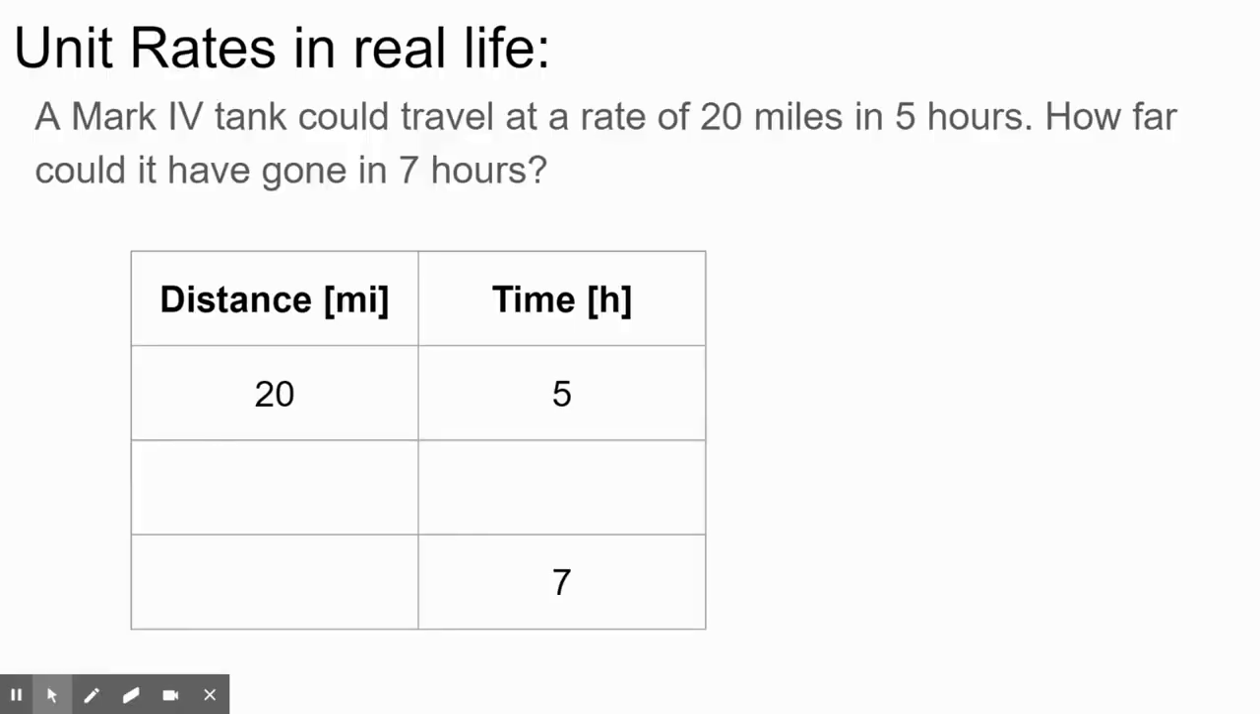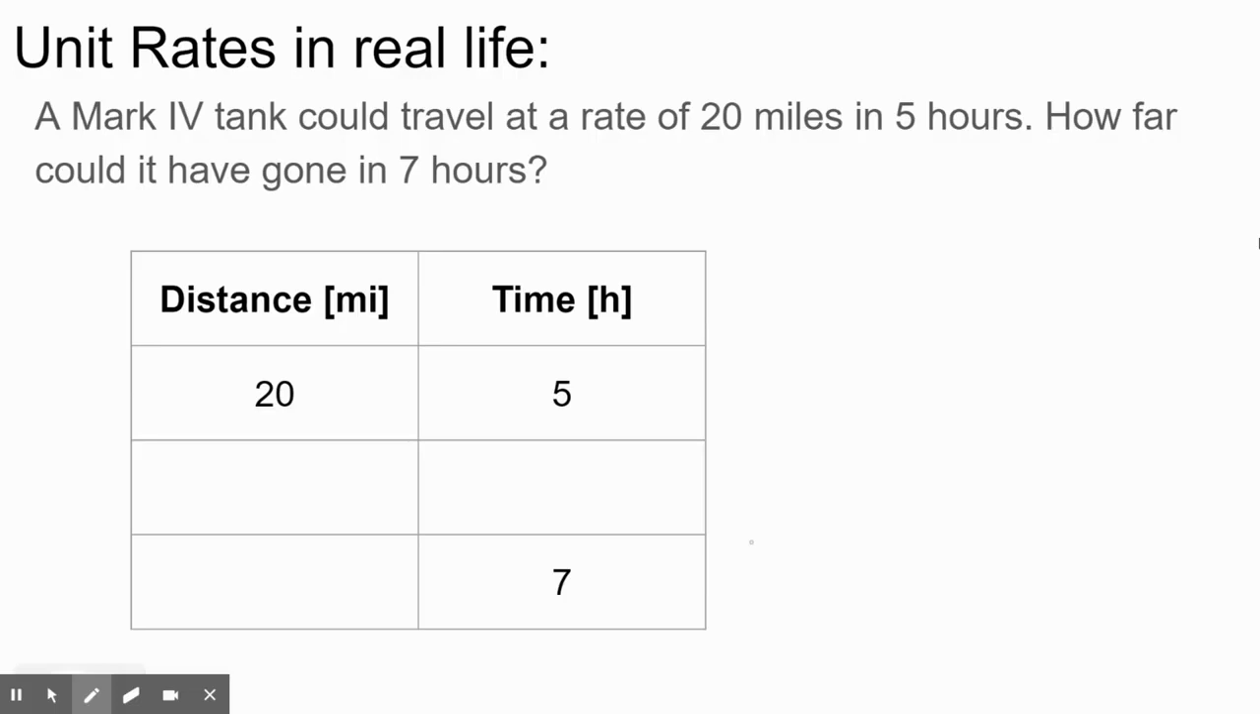Anyway, the tank could travel at a rate of 20 miles in 5 hours. We want to figure out how far it could have gone in 7 hours. So, the first thing that we're going to need to do is make a table, which we have here. I've already listed our initial rate, which was 20 miles in 5 hours.